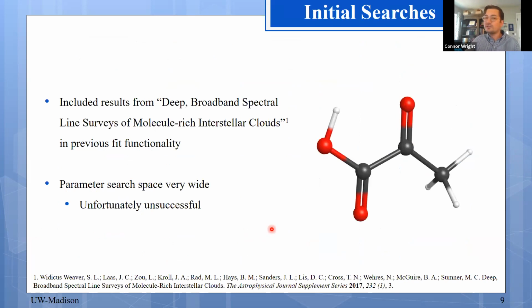So for initial searches for pyruvic acid, as I mentioned, we included the results of that survey as previous fits, using the functionality that the program we use to do these fits has. And we kept the parameter search space very wide just to see what we could get, even if it were to be unphysical parameters. Unfortunately, all we were able to get was either no fit convergence, meaning it wasn't able to find any lines, or if it did find lines, it fit to completely unphysical parameters. And so no definitive detections were able to be claimed in any of those 29 sources.